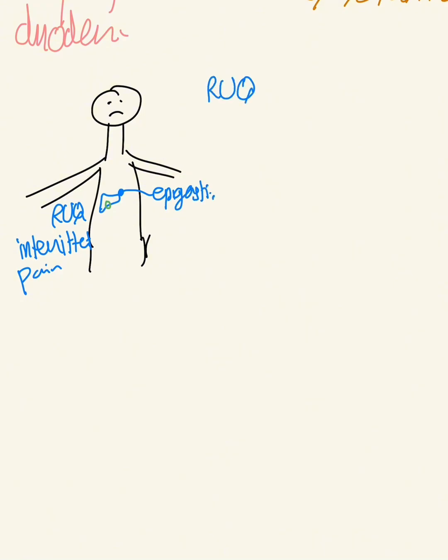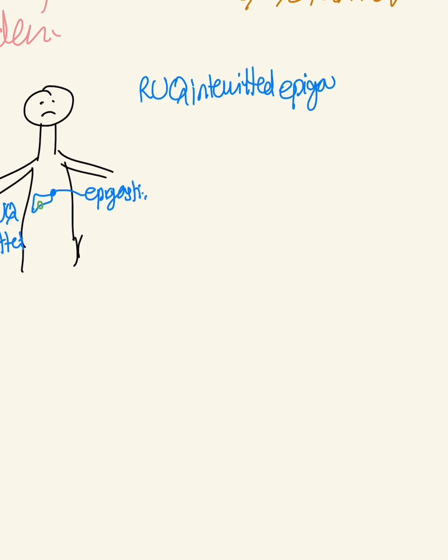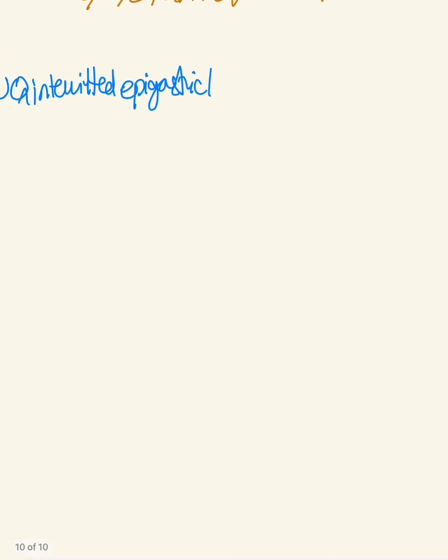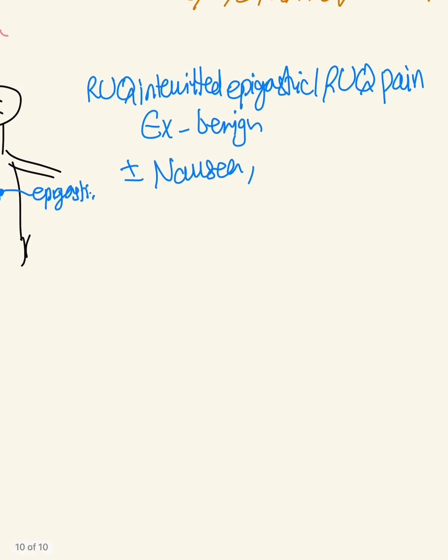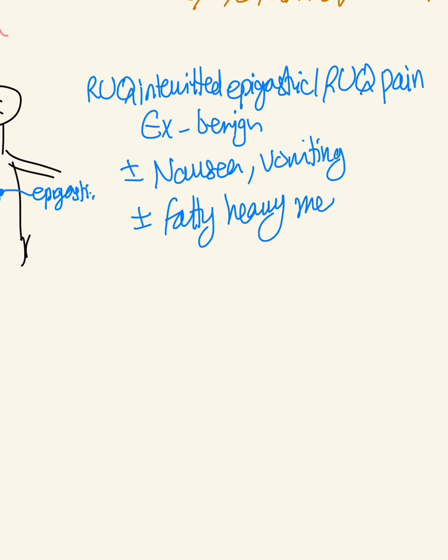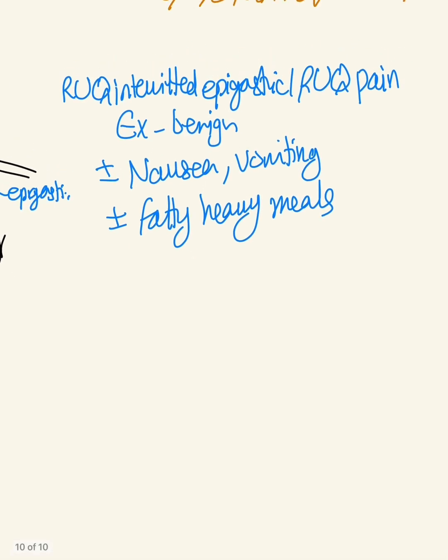So the patient would have intermittent epigastric or right upper quadrant pain. Right upper quadrant is more classic. The exam is generally benign, and it would be associated with nausea. The patient will come and say they are not able to eat because they are nauseated, sometimes vomiting, and it's almost always associated with fatty, heavy meals. We call it postprandial epigastric pain. It's more classic in acute cholecystitis.